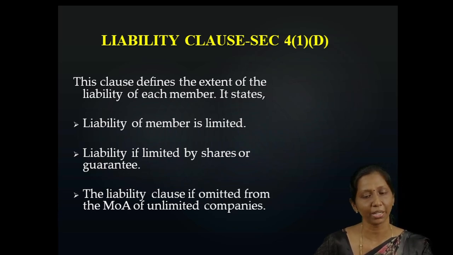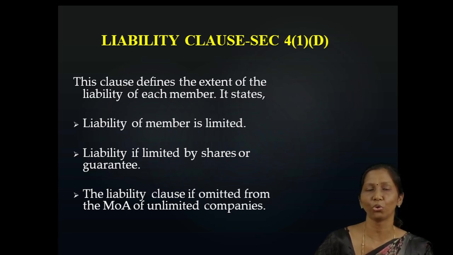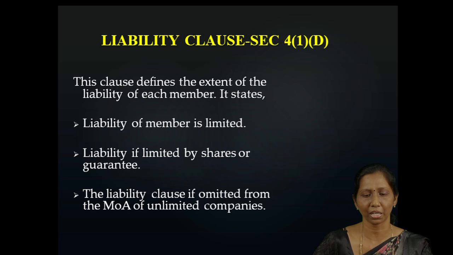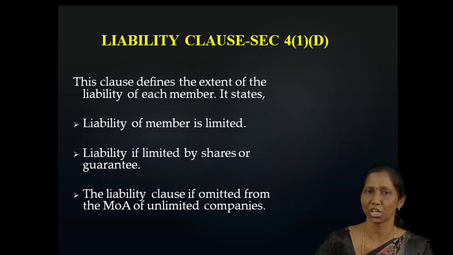And liability by guarantee: in whatever amount of guarantee they have mentioned in their agreement, as per that guarantee they have to take their liability. So limited by shares and also limited by guarantee. For unlimited companies the liability clause is omitted. For limited companies, only limited by shares and limited by guarantee. For unlimited companies the liability is omitted.